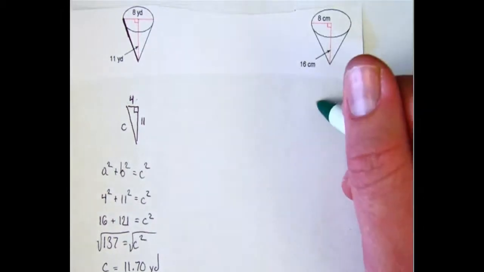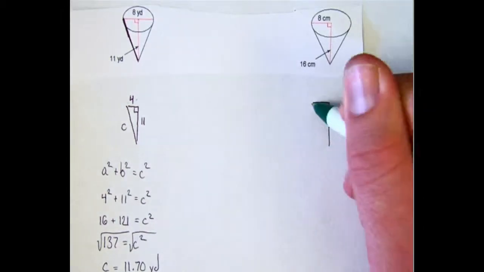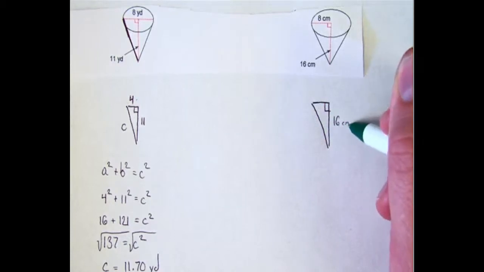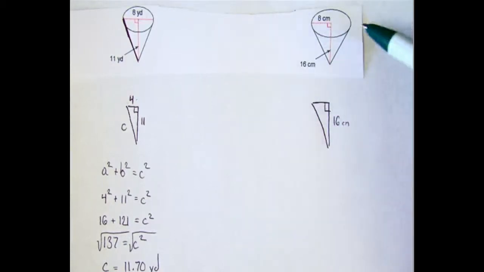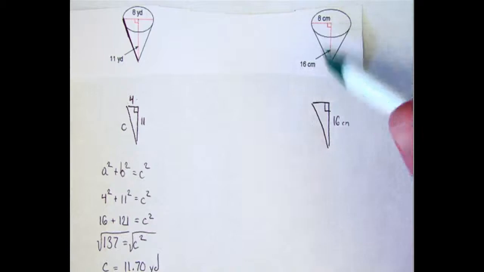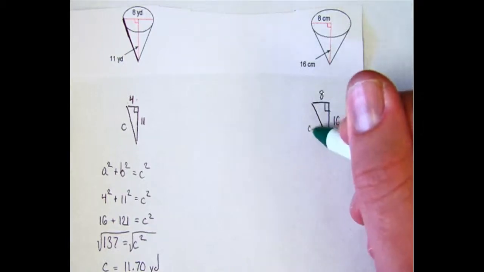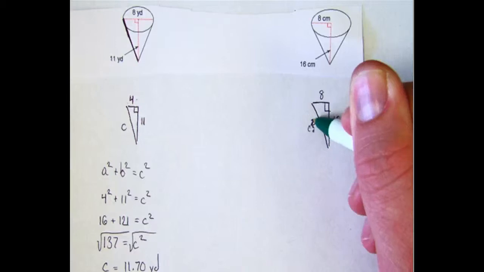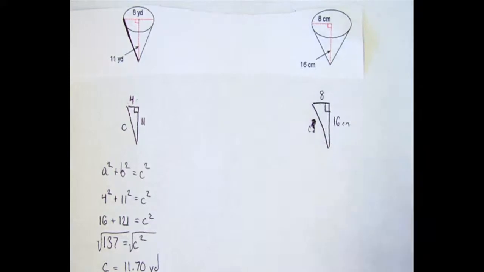Over here we're going to do the same thing. Just redraw that triangle. We know this part is 16 centimeters long. This part is 8. We don't have to cut that in half because this is the right distance that we're looking for. And it's still C that's a question mark. Pretend that's a question mark right there.